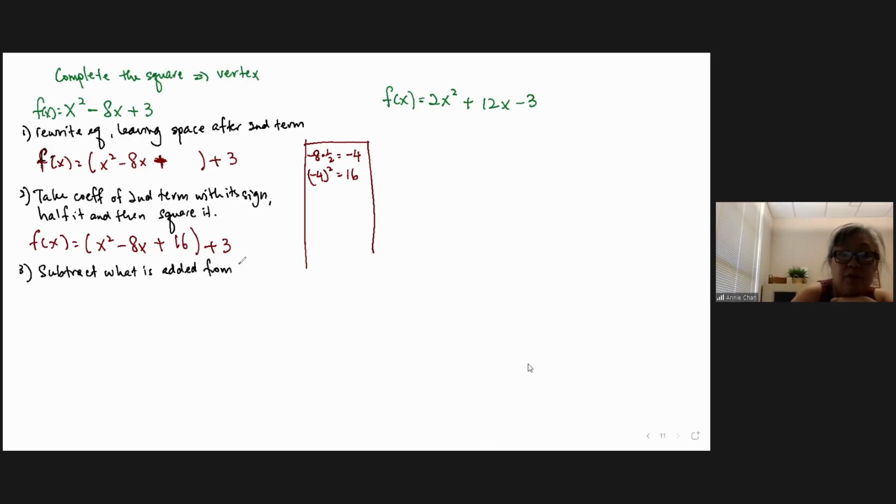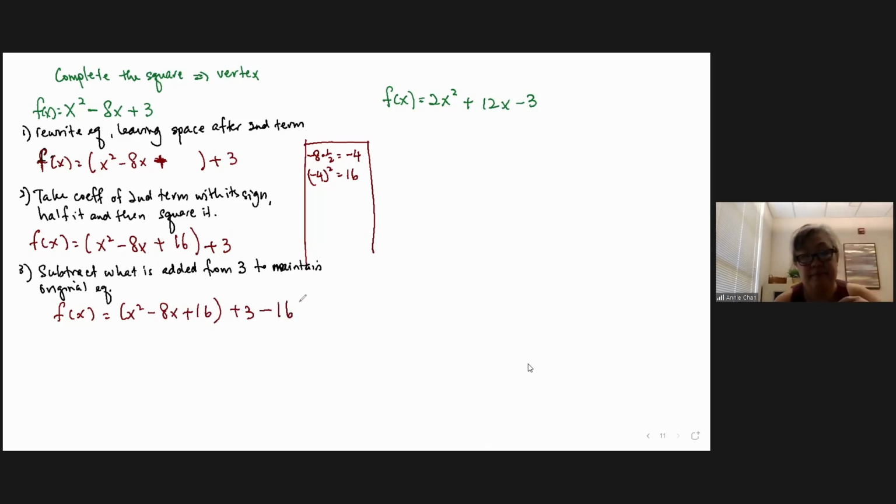from 3 to maintain the original equation. Okay, so what I add here, I have to minus. So it's going to be f of x equals x squared minus 8x plus 16 plus 3 minus 16. Because I added 16 here, I have to take it out.